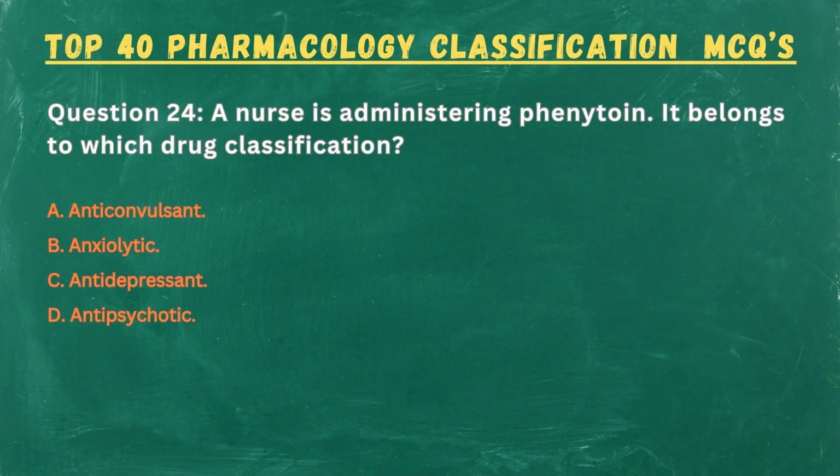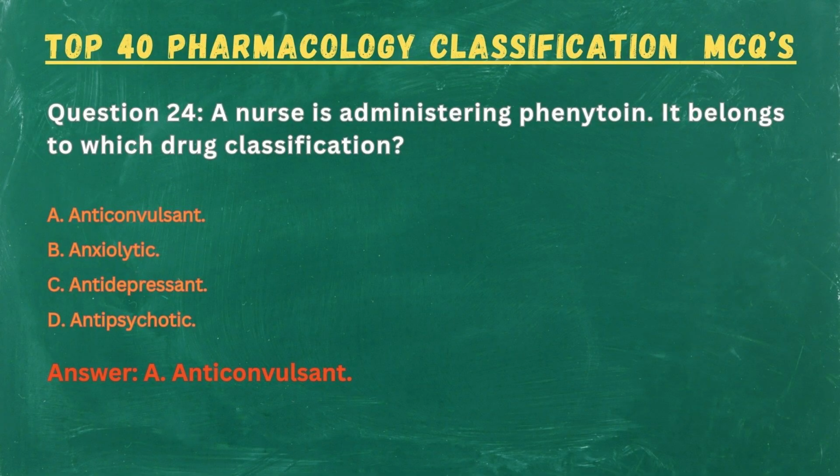Question 24. A nurse is administering phenytoin. It belongs to which drug classification? A. Anticonvulsant. B. Anxiolytic. C. Antidepressant. D. Antipsychotic. Answer: A. Anticonvulsant.